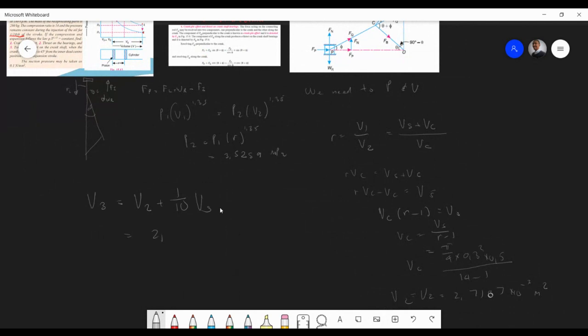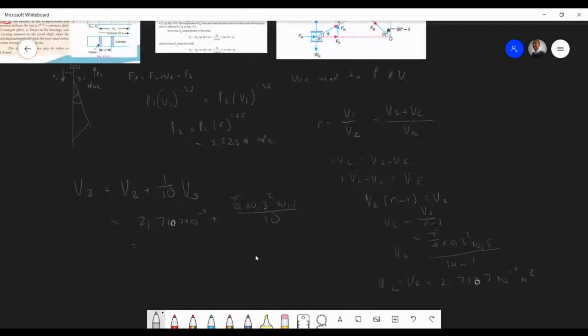So you take that 2.7187 plus your stroke, and the stroke volume was pi over 4 times 0.3 squared times 0.5, divided by 10. Right, so let me work that guy out. We're nearly there. This is just the thermodynamic part of it. This might just come up in the reassessment, if you ever see the reassessment.